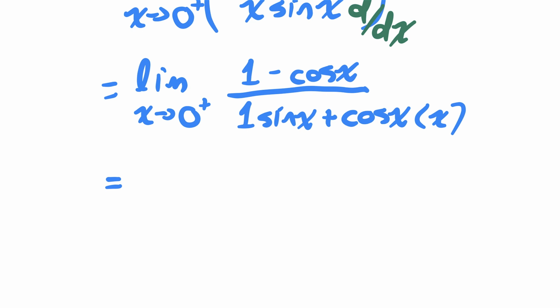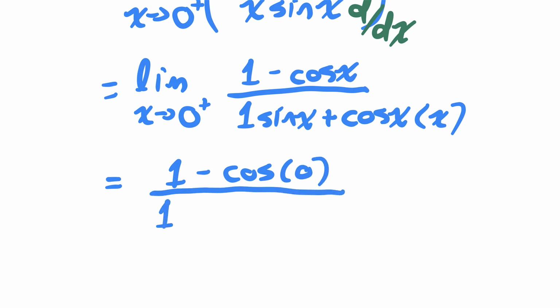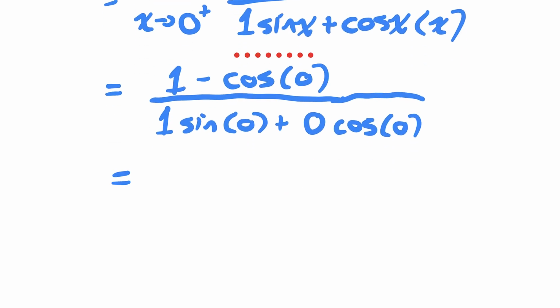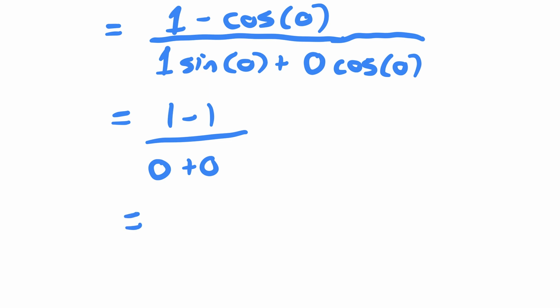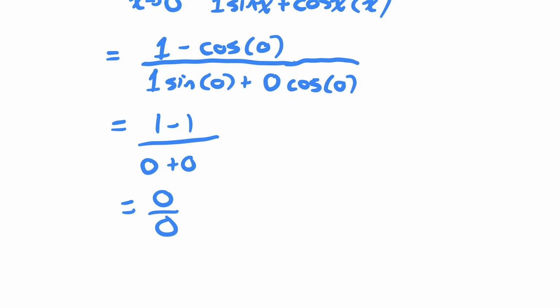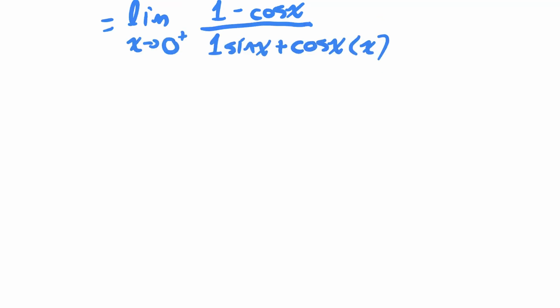If I sub in 0 for all the x's, I'd have 1 minus cos of 0 all over 1 times sine of 0 plus 0 times cos of 0. Well, cos of 0 is 1, so I'd have 1 minus 1 over 0 plus 0. So I'd have indeterminate form of type 0 over 0 again. So when that happens, I'm going to backtrack. I'm going to erase my direct substitution. And because it's type 0 over 0, I know I'm allowed to apply L'Hopital's rule again.